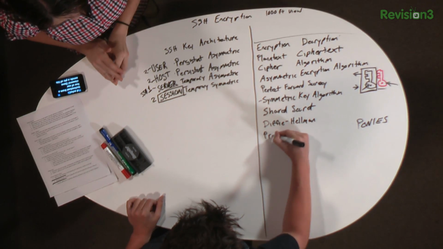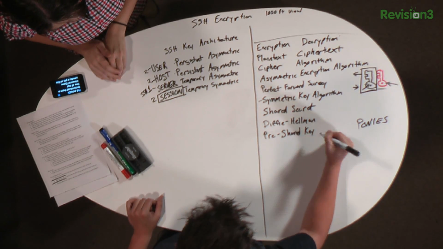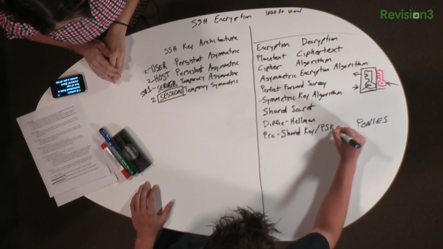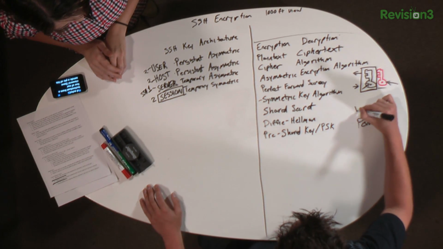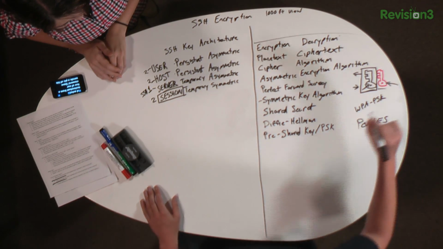Whatever my wireless internet connection is back at home. You know what? That's a great example of what's known as a pre-shared key. A pre-shared key, or you may know it oftentimes abbreviated as PSK, as in like WPA-PSK. Yes. And so that's what it stands for. So this is a great example.